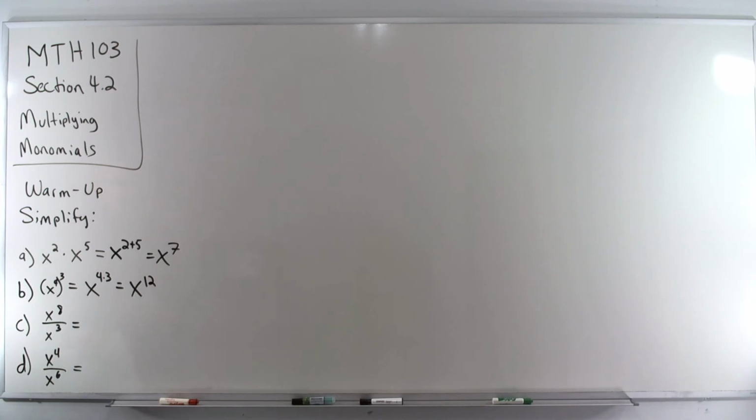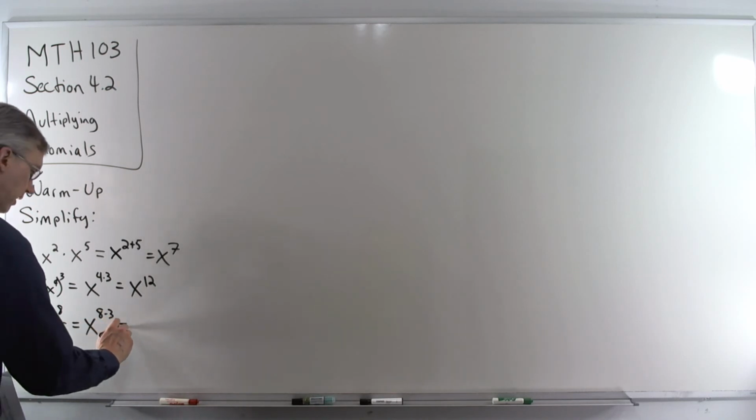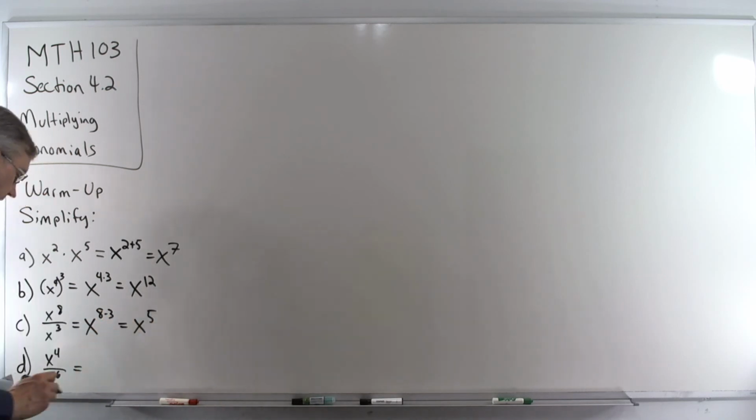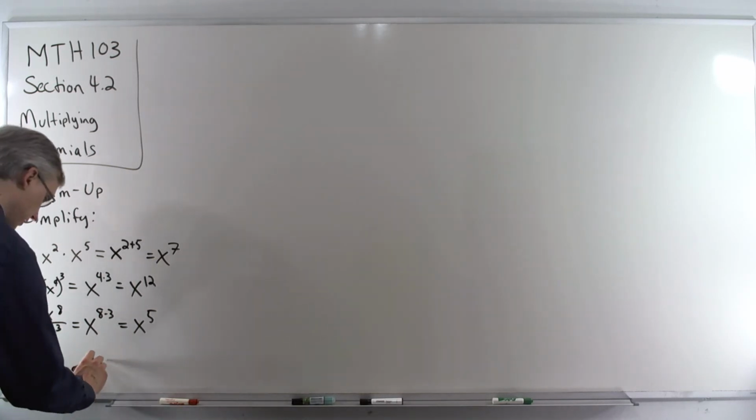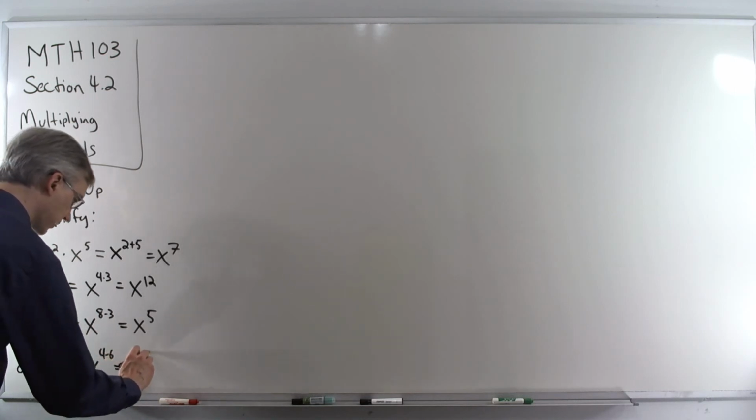Now we're dividing, so we're going to subtract the exponents. It'll be x to the 8 minus 3 power, which is x to the 5th. And another division problem, this one, we've got a higher power in the denominator, so when we subtract, we get a negative value, x to the negative 2 power.